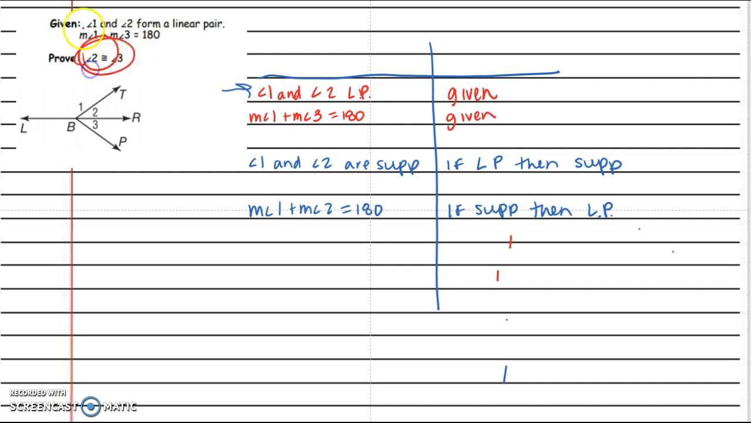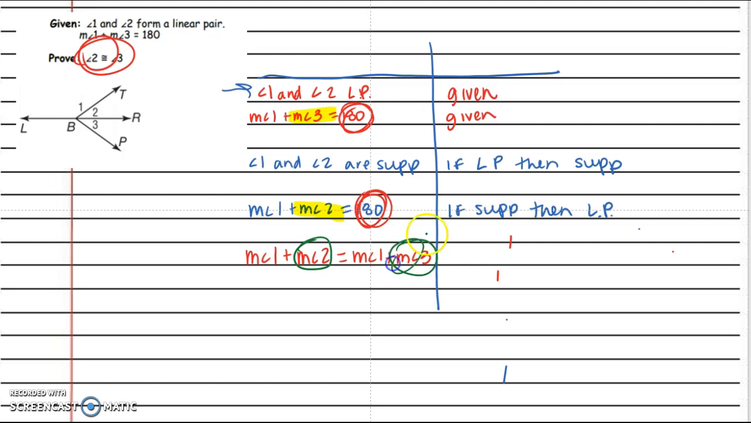And my goal is to say that 2 equals 3. So 2 and 3, I've got to somehow make them be equal. Cool. Conveniently, both of those equations have a 180 in them, so I can substitute. And now they're in the same equation.